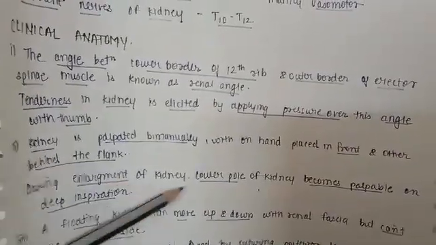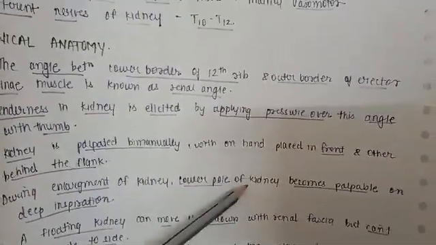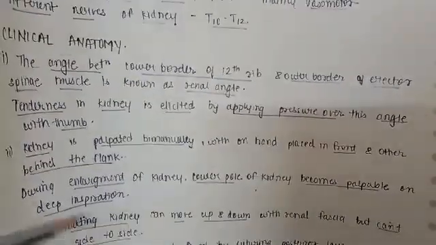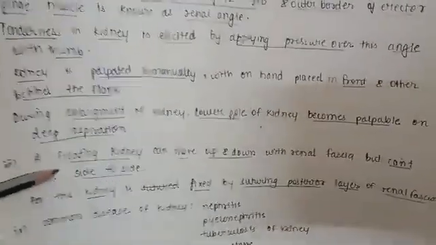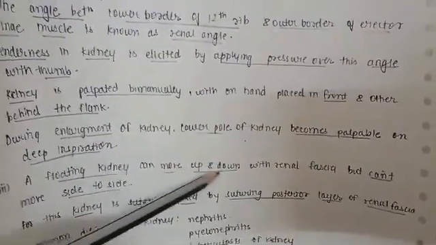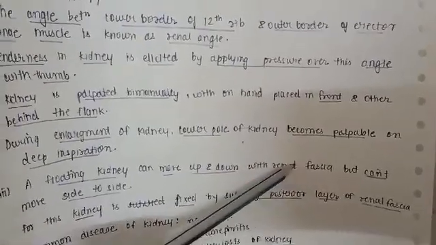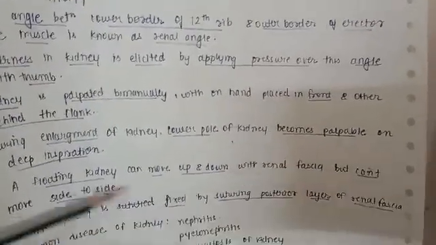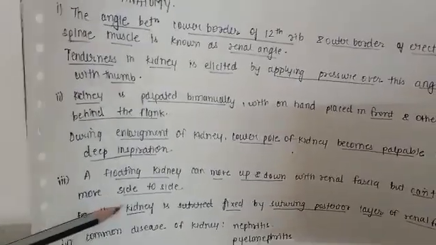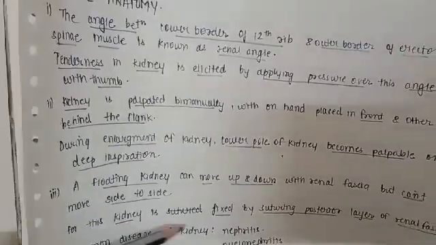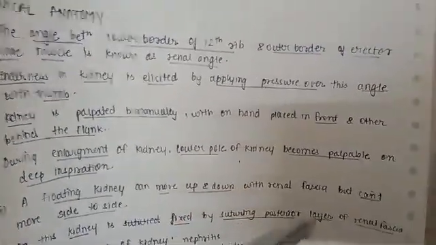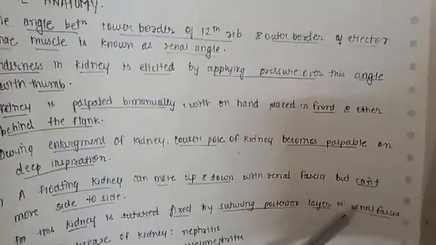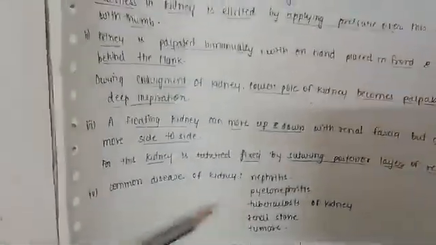During enlargement of the kidney, the lower pole of the kidney becomes palpable on deep inspiration. A floating kidney can move up and down within the renal fascia but cannot move side to side. For this, the kidney is fixed by suturing the posterior layer of the renal fascia with the kidney.